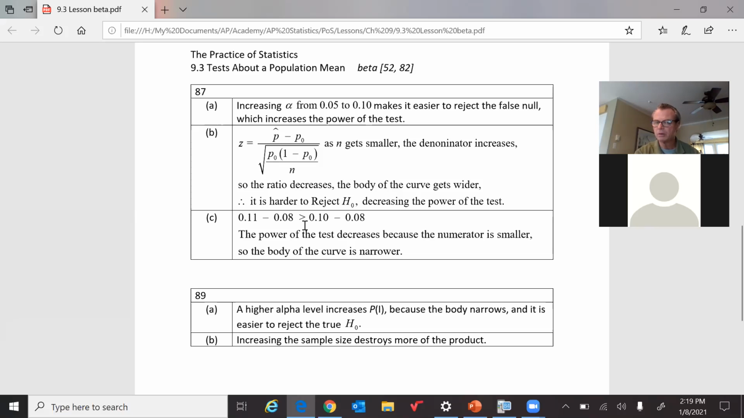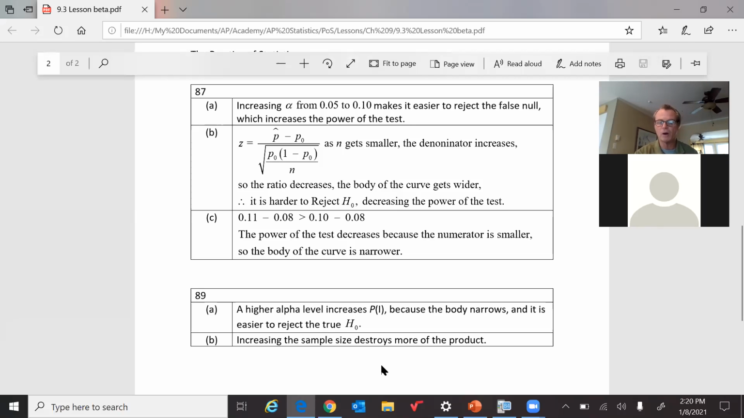If the numerator up here, 11 hundredths take away 8 hundredths, is greater than 10 hundredths take away 8 hundredths. So if you went from 11 to 10, the power of the test goes down. All right. A higher alpha level increases the probability of a type 1 error. Type 1 error is you rejected the true null. If you go from 5% alpha level to 10% alpha level, there's more room in the tail, and it'll be easy to reject the null. Except the price to be paid, increasing the sample size makes the power go up, but it costs money. Okay?